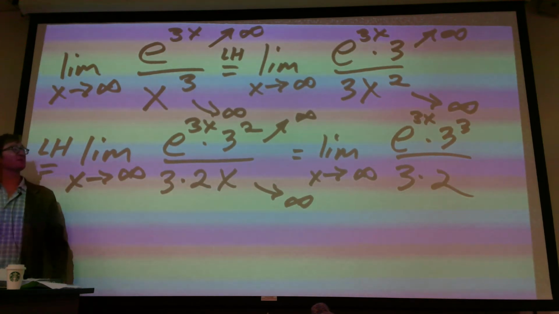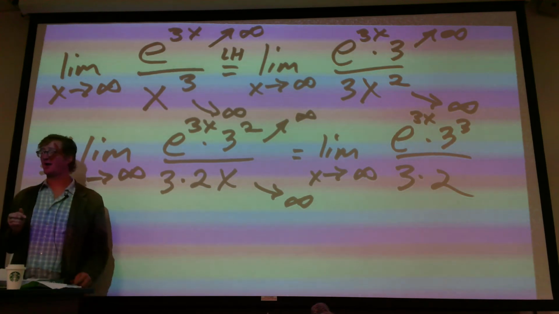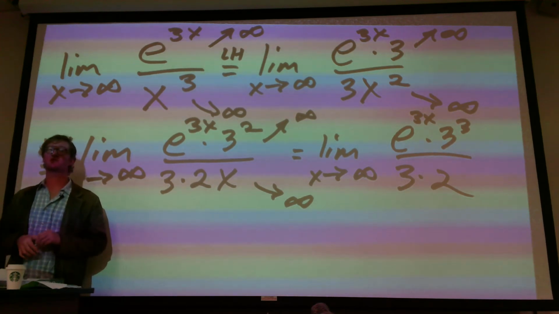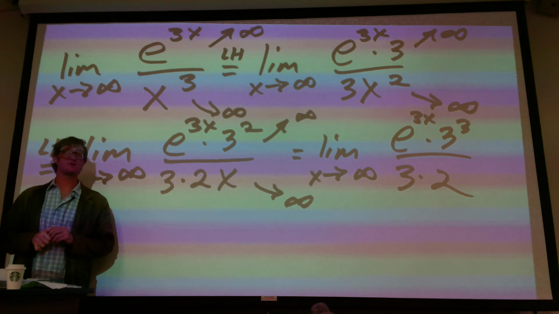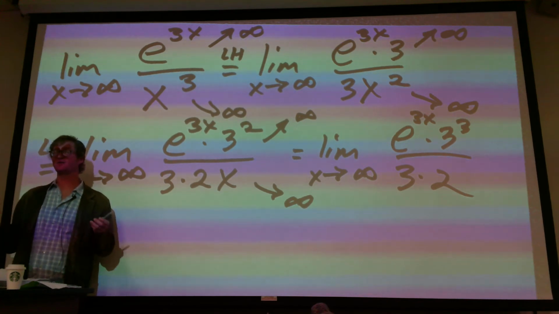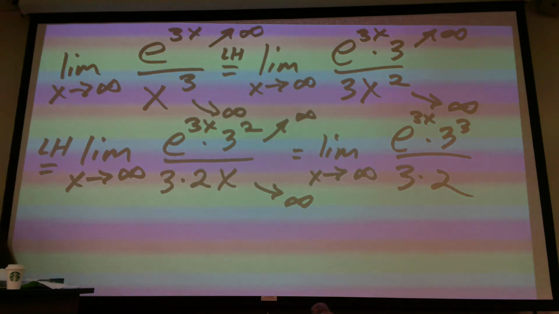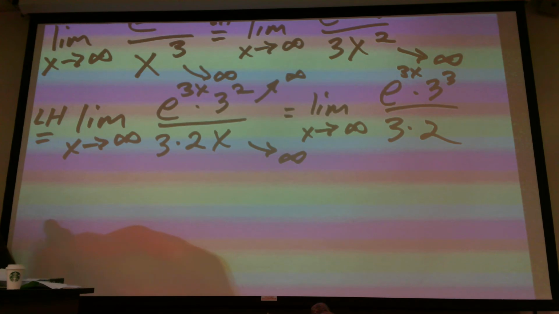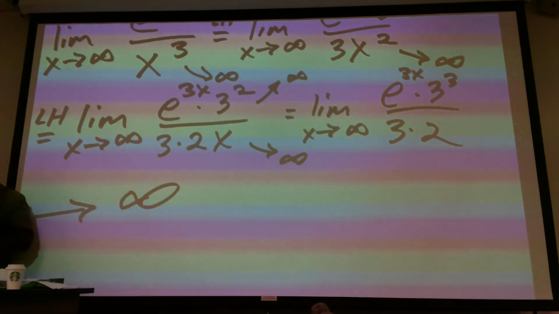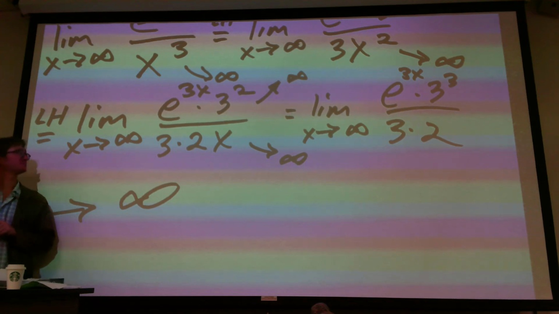Okay, so at this point in the problem, what do we have? e to the 3x is tending towards infinity, but the bottom is a constant. Okay? So now we have something that's headed towards infinity divided by a constant. So we just say, yeah, that is going to head towards infinity.